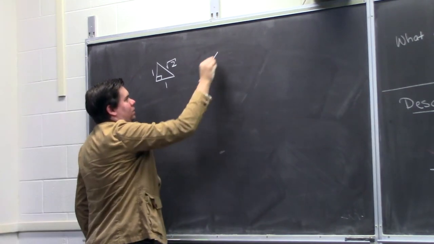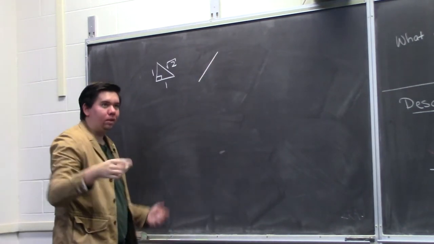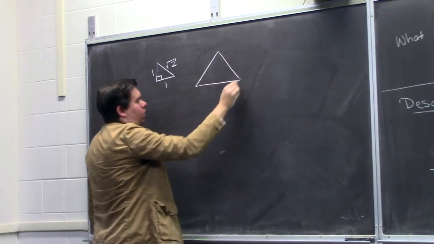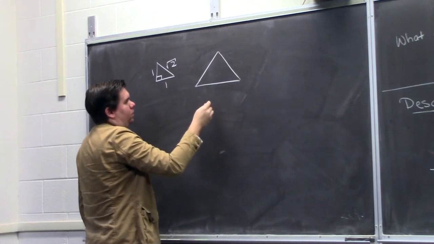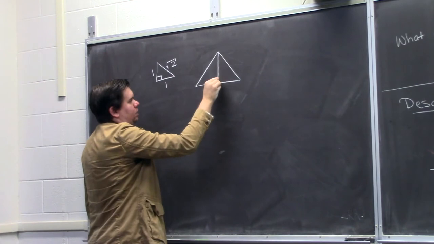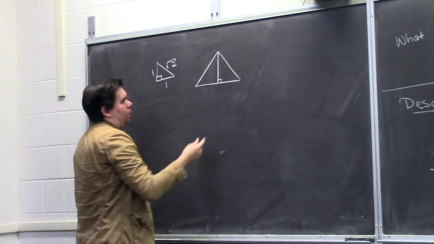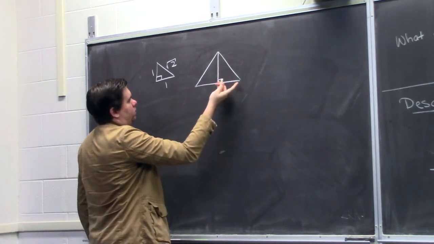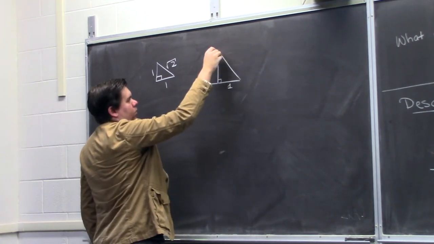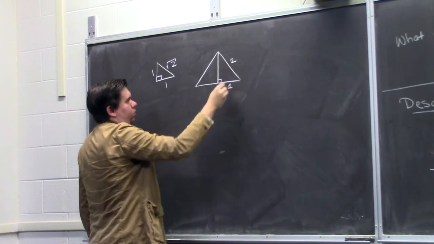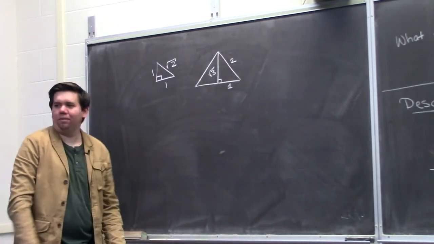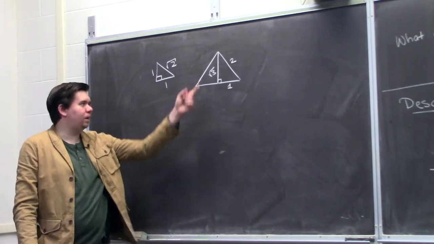How do you construct an equilateral triangle? We have a way to do this. This is one of Euclid's first constructions in book 1. Once you have an equilateral triangle, you construct a perpendicular bisector of one of the sides. Then if this short leg is length 1, you can show that this is length 2, and then you can argue that this has to be root 3. Okay, that takes a lot of construction. So that takes a lot of work.